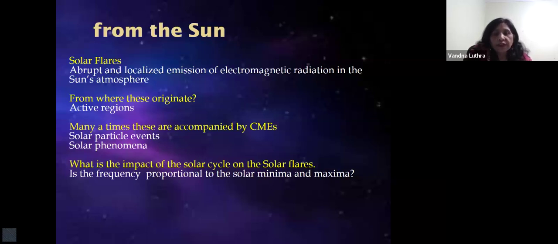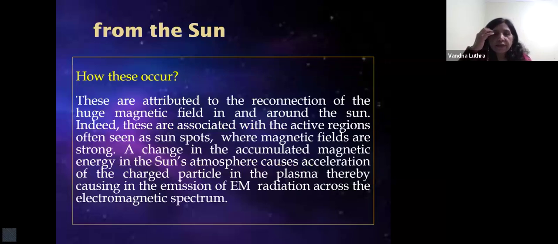We will also try to see what is the impact of the solar cycle on the solar flares. Is the frequency proportional to the solar maxima and minima? Because in this particular case, the solar cycle also plays a very important role on their occurrence. In this regard, when we are talking about the solar flares, how do these occur? These are attributed to the reconnection of the huge magnetic field in and around the sun.